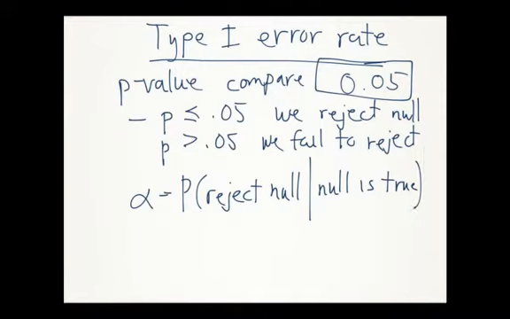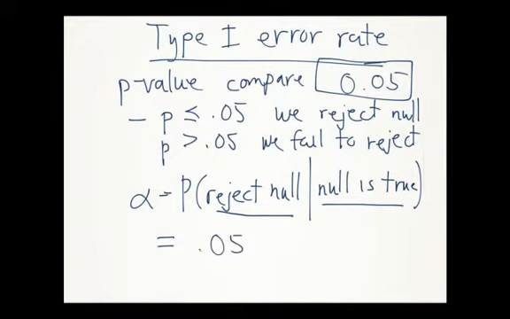Okay, so if we reject the null when the null is true, that's an incorrect decision. That's why we call it an error, right? We've rejected the null, but it's actually true, so that's an error, and it's called a type 1 error because that's the worst kind of error that we can make, okay?